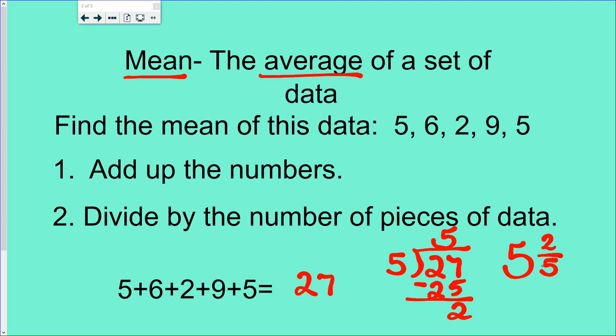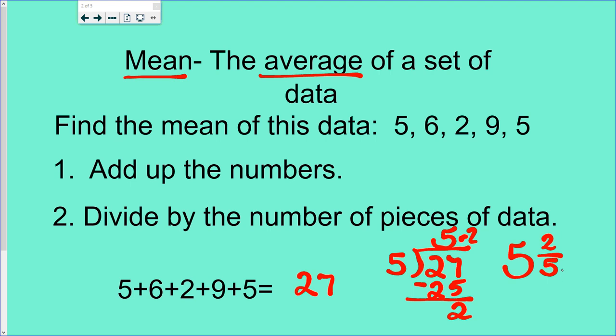Okay, so let's review that again. So we add up all the pieces of data we have. We get our answer. Then we take that answer and we divide by the number of pieces of data. 1, 2, 3, 4, 5. That's where I got this 5 at. When I divide it out, 5 times 5 is 25. Subtract, I have 2 left over. There's no number to bring down, so it's a remainder of 2. And 5 remainder of 2 is the same as 5 and 2/5. The remainder goes on top. The divisor is your denominator. Okay, so you get 5 and 2/5.